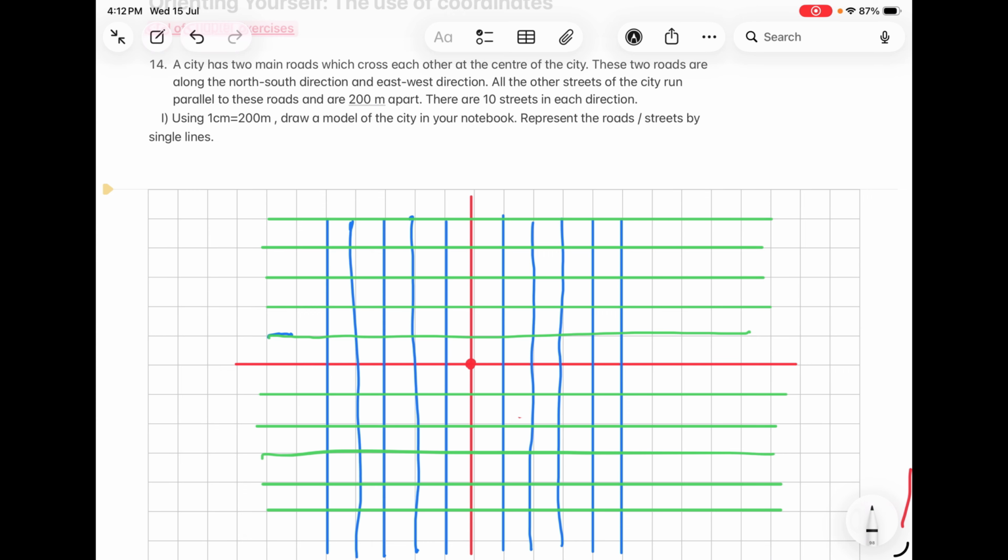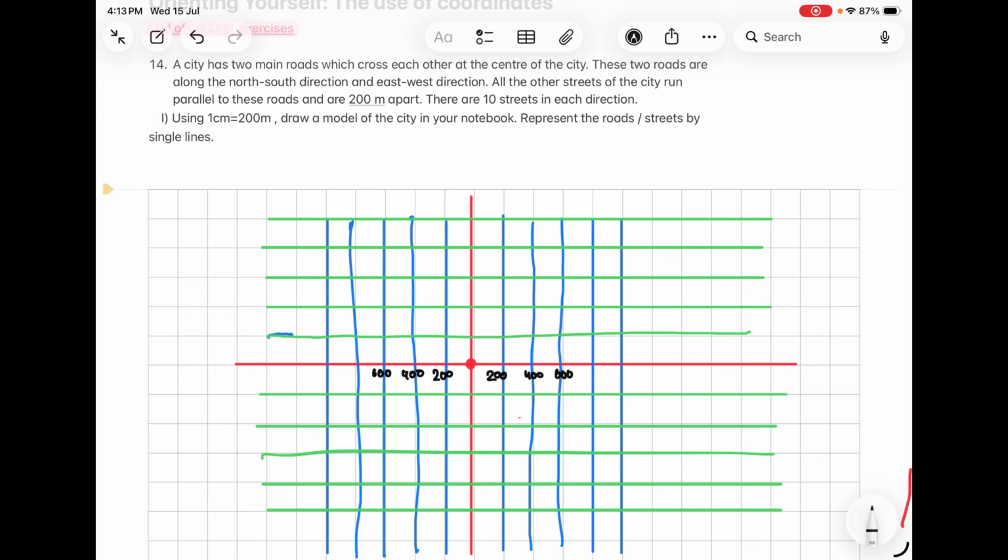1 centimeter equals 200 meters. So this is 200 meters, this is 400, 600, like that. This side also 200, 400, 600, meaning 1 centimeter equals 200 meters. The distance between two streets is 200 meters.